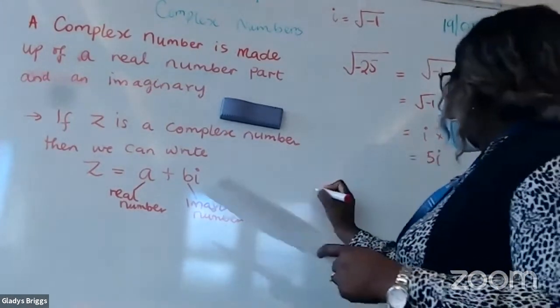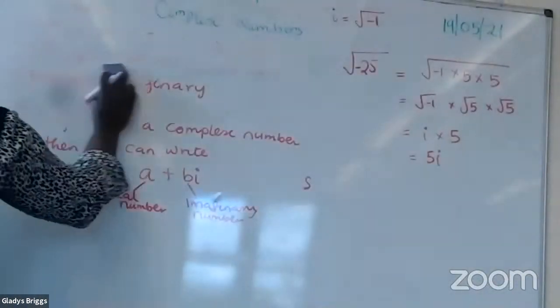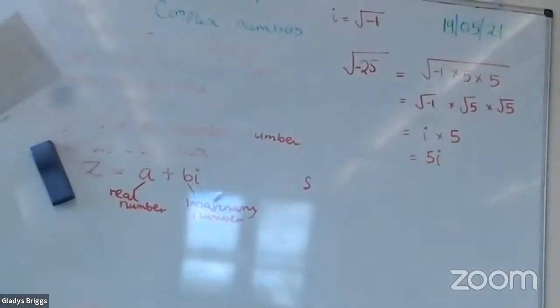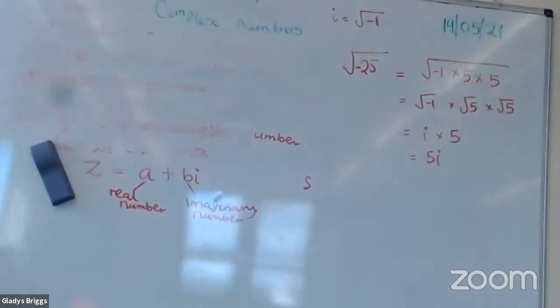If I ask you to simplify... Miss, excuse me, I have a question. Yes, go ahead. How did you get the I? That is the square root of -1. I wrote it on the board here. The square root of -1 is always equal to I. It's an imaginary number. Okay, thank you.